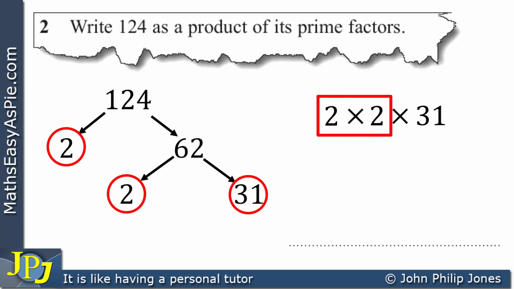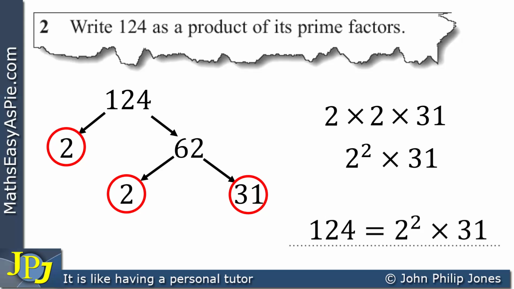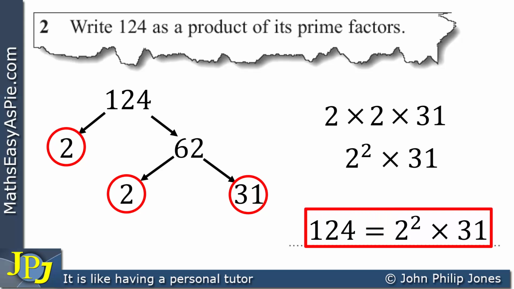Now 2 times 2 can be written as 2 squared, so that's what I'll do. I'll place 2 squared here. And then, of course, I simply multiply this by the 31, as you can see it coming down. So the answer is going to be this. 124 can be written as 2 squared times 31. So 124 equals 2 squared times 31.